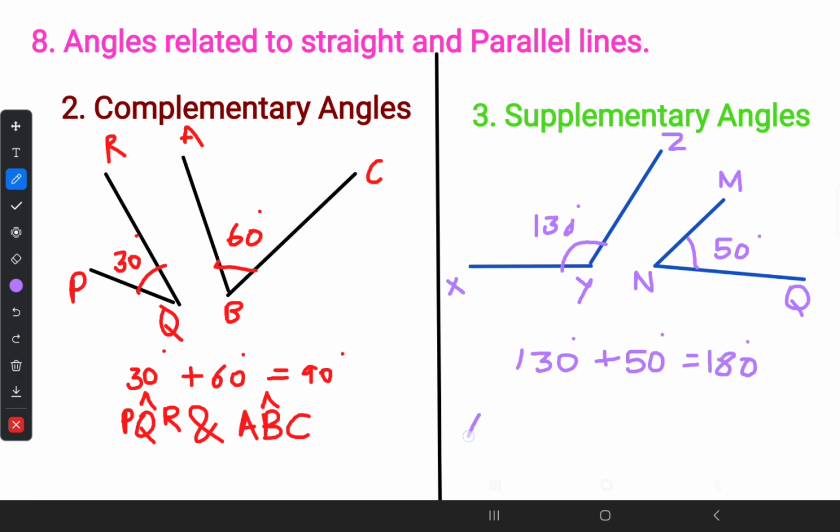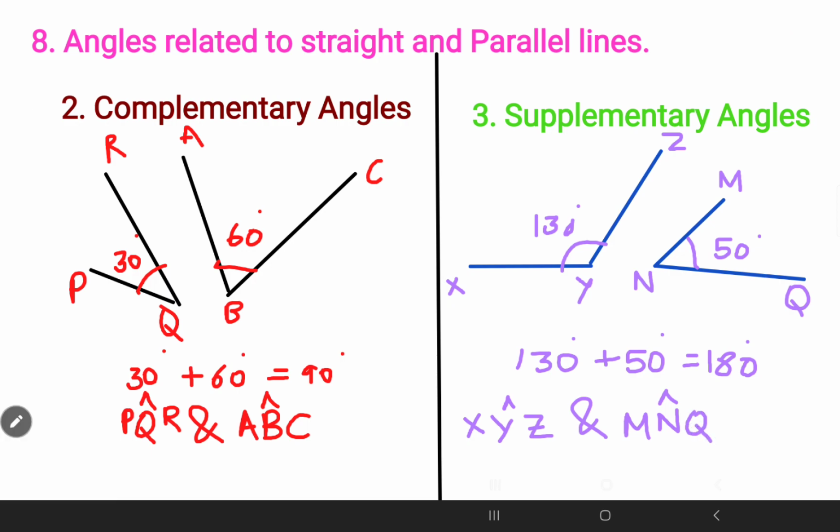That means X, Y, Z. At Y only we have the angle, so X, Y, Z or Z, Y, X, both are possible. And M and Q, these two are supplementary angles respectively.